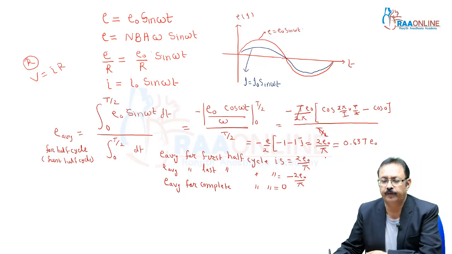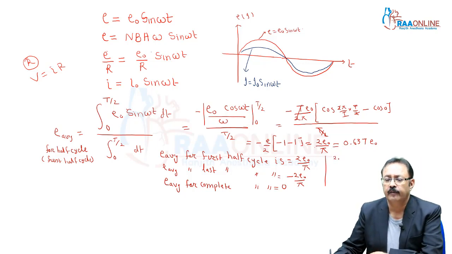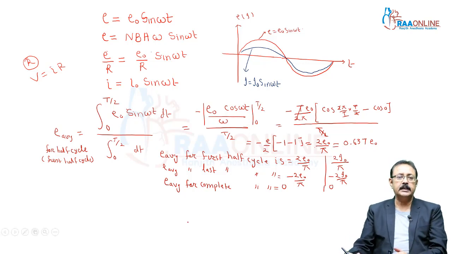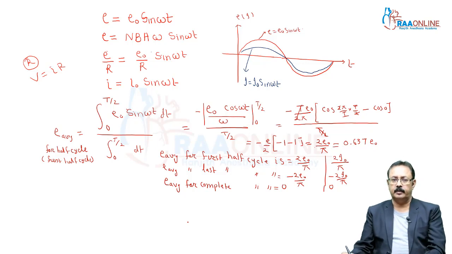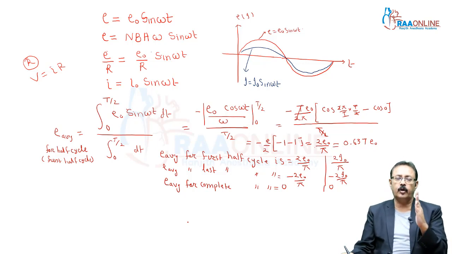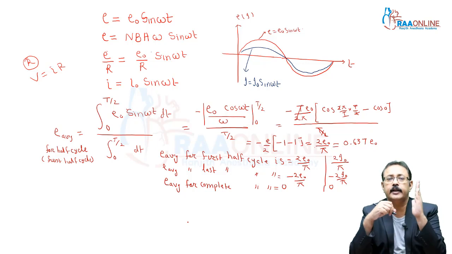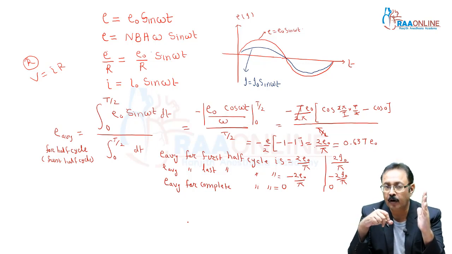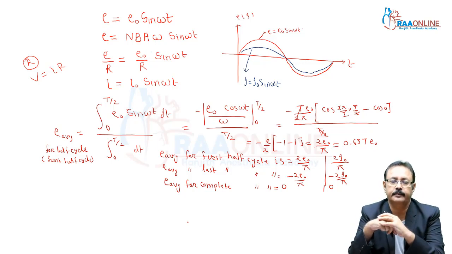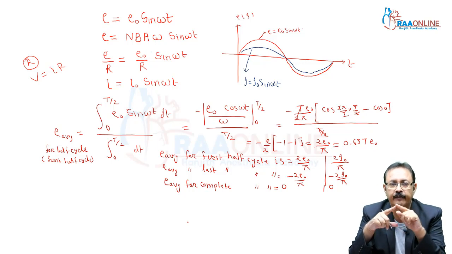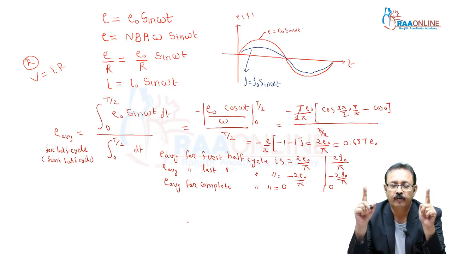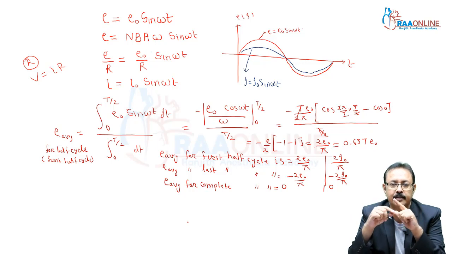Same for current. For the first half cycle it is 2 I naught by pi, for the next half cycle it is minus 2 I naught by pi. For a complete cycle it is 0. It means the average is not possible. You can take the average only for half a cycle, either the first half or the last half. But if you want to take the average for the full cycle, first we have to remove this minus sign.